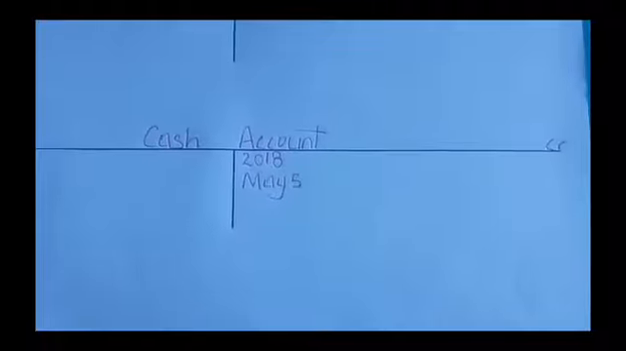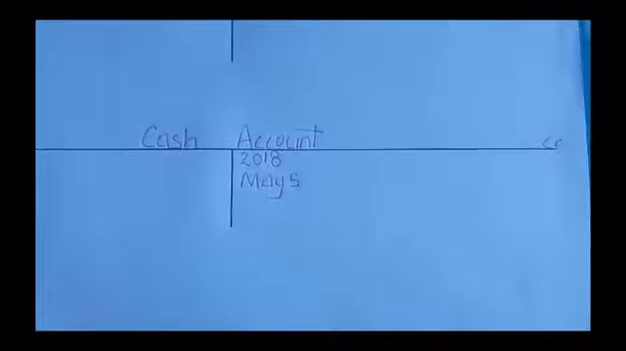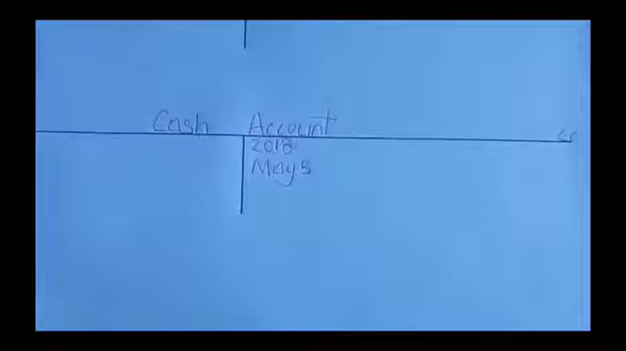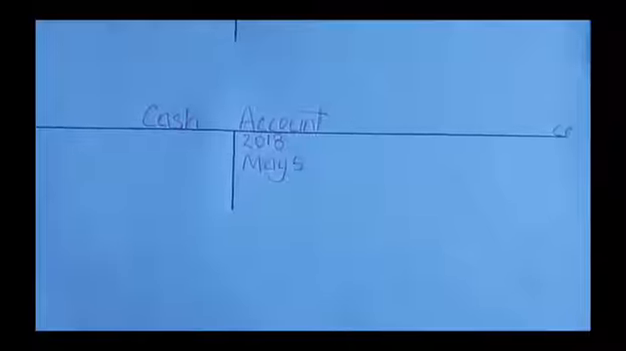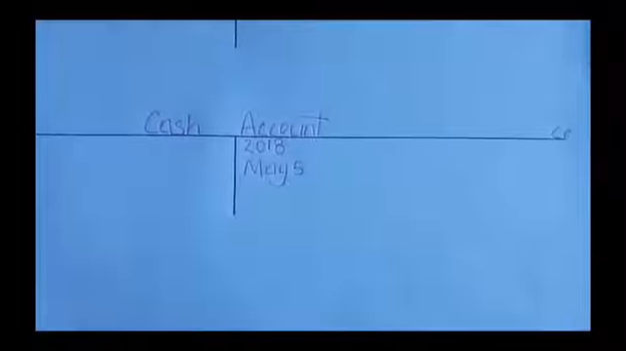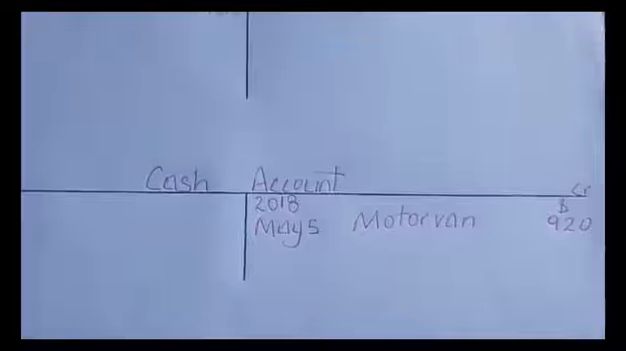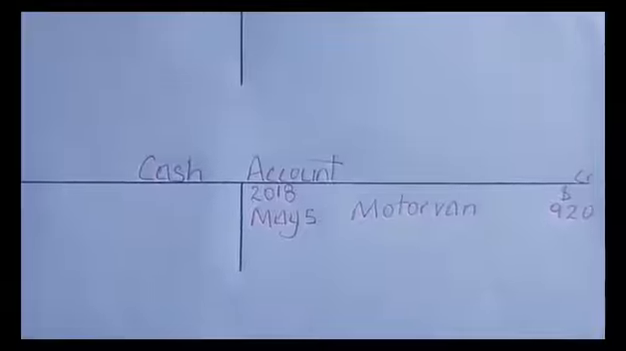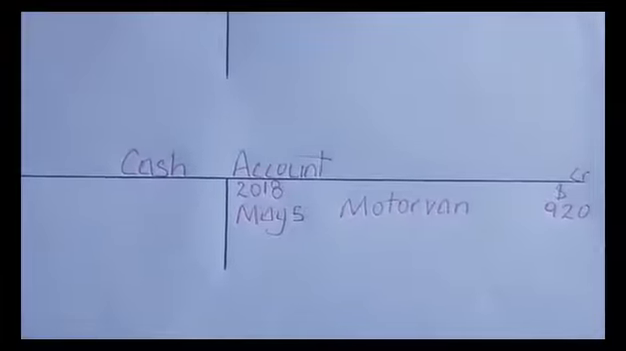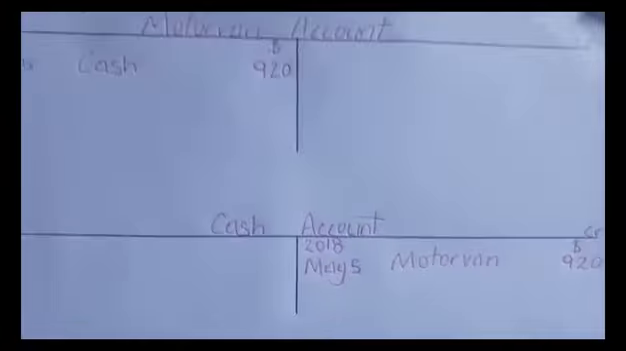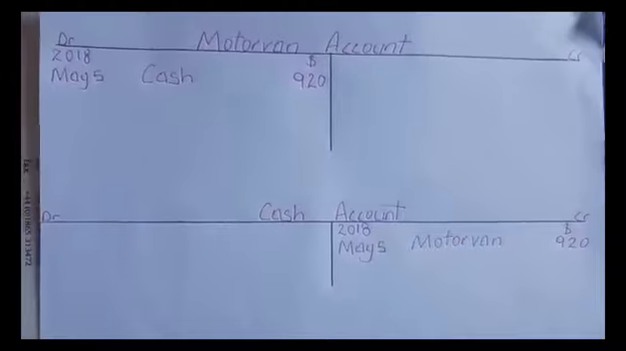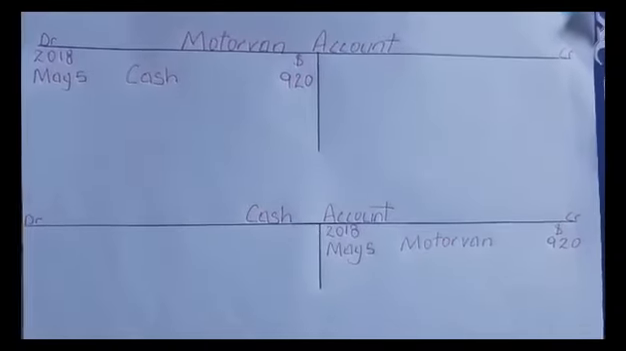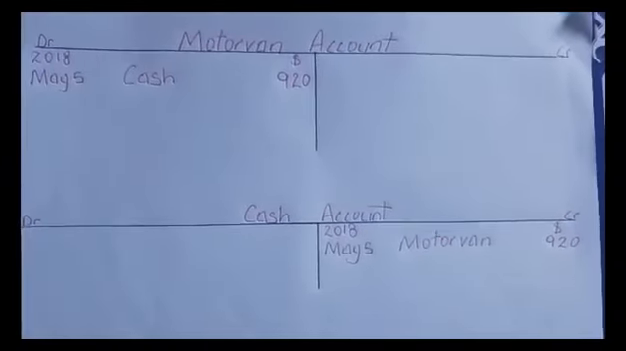So the motor van would have resulted in the cash account decreasing in the business. So I need to put the motor van in the details section of the cash account. So that's the cash account. We have the date, the detail, and the amount. So here are the two T accounts reflecting the first transaction that would have taken place in the business.